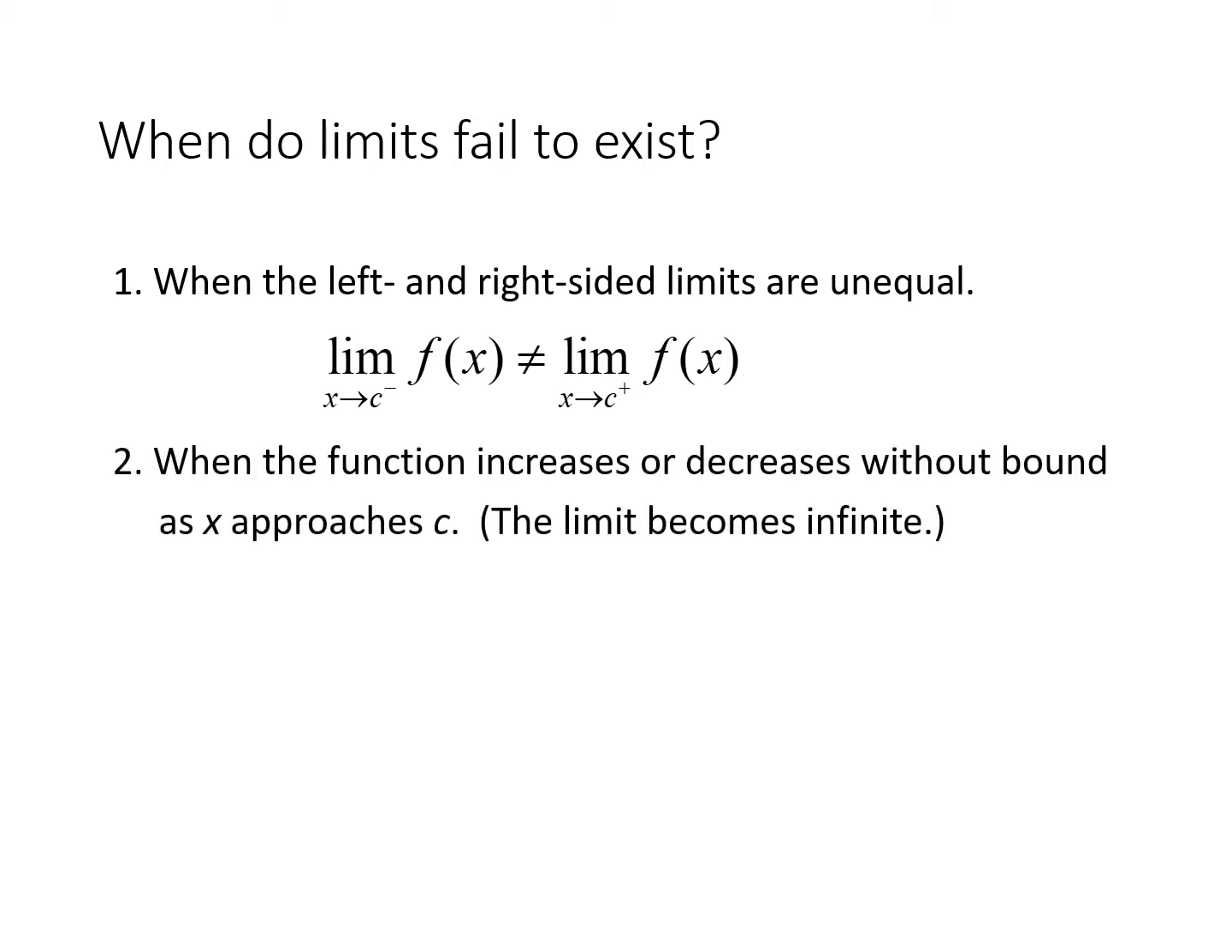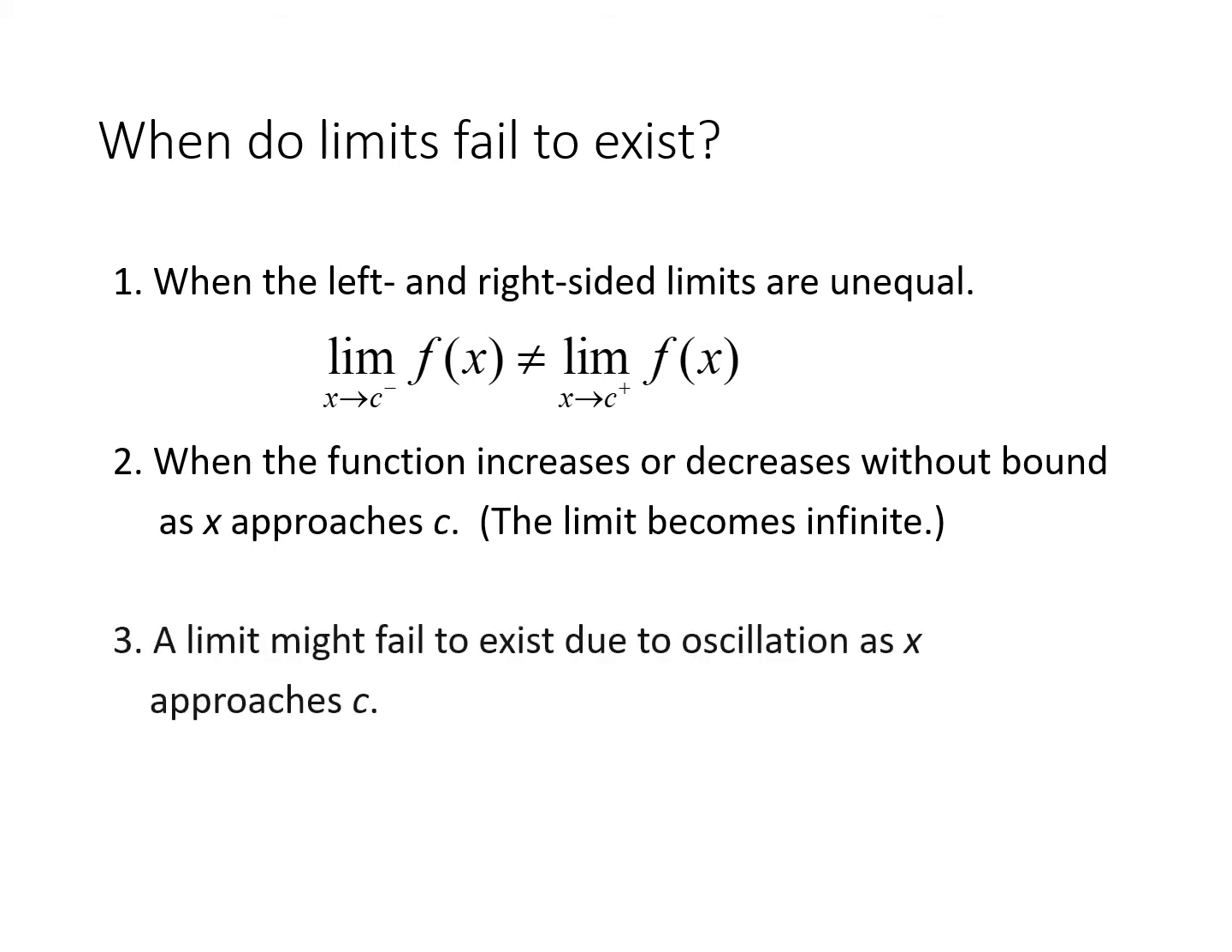The second time a limit will fail to exist is when the function increases or decreases without bound as x approaches c. The limit becomes infinite, or asymptotic is another term to be used. The third reason is a limit might fail to exist due to oscillation as x approaches c.